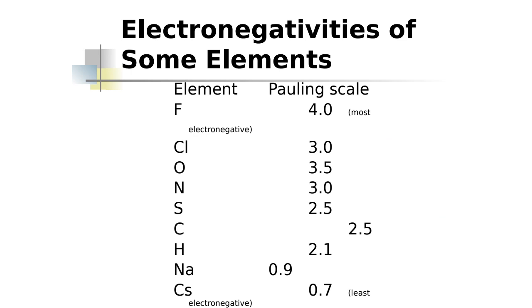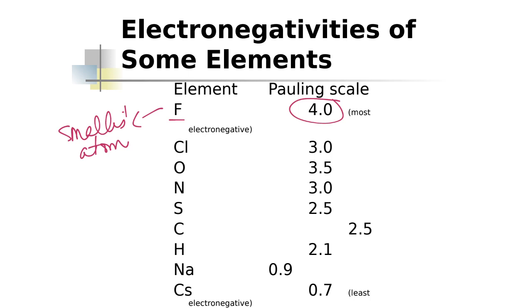Here are some values of electronegativities. My formatting of the slide is off. I don't know what happened, but what we can see is that fluorine is the most electronegative element. The reason for that is that fluorine is the smallest atom on the periodic table, except for the noble gases, hydrogen and helium, but noble gases don't bond. This is why we don't include them in the trend for electronegativities.